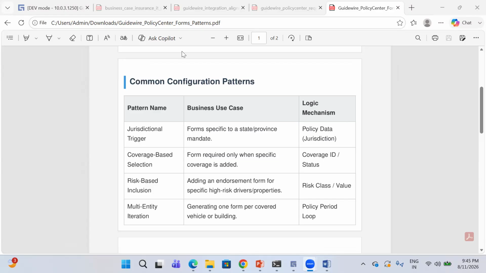So whenever we are configuring this, there should be a logic mechanism we have to update where we mention the policy data. Policy data means which jurisdiction this belongs to. For example, the configuration pattern or policy form pattern we are creating may be only for a particular state or province. So we have to configure only that state.